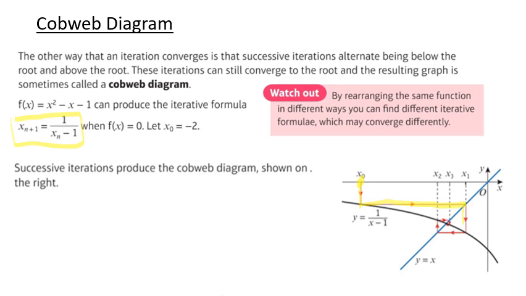From there, we go to our function and then across to the line y equals x. Then we go back to our function and across to the line y equals x. And you can see that we're bouncing up and down above and below that curve. We're sort of going around in a cobweb shape, circling almost around where the actual solution is, the actual solution being where the line y equals x meets our curve. So this is called a cobweb diagram.